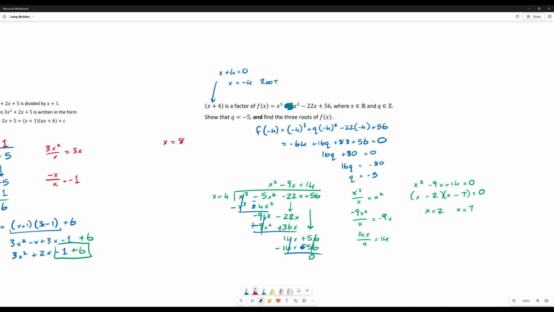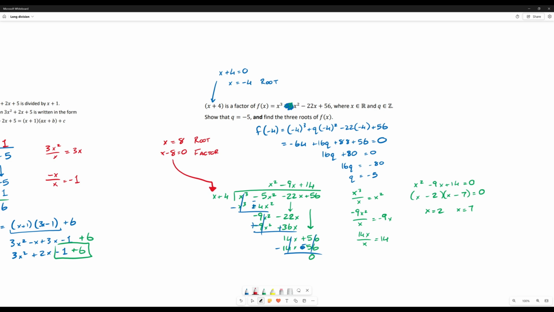In the same way we change this factor into a root, you'd also do this in reverse and you get x minus 8 equals 0. So we start off with a root in that scenario, turn it into a factor, and then do the long division with it. So you divide it into the cubic, find a quadratic, and then do minus b to get the other two.